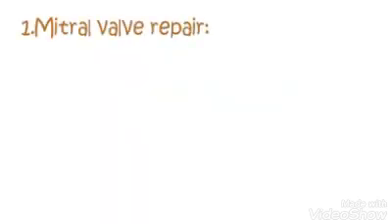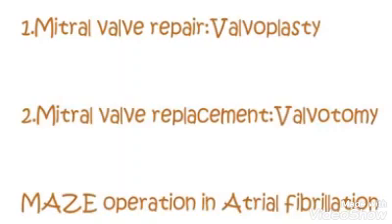Two types of the operation is done in case of mitral regurgitation. One is valve repair, which is called mitral valvoplasty. Another is valve replacement, which is called mitral valvotomy. The choice of the patient for mitral valvotomy and mitral valvoplasty is based on clinical condition of patient and underlying etiology.